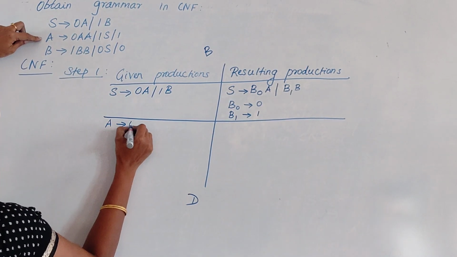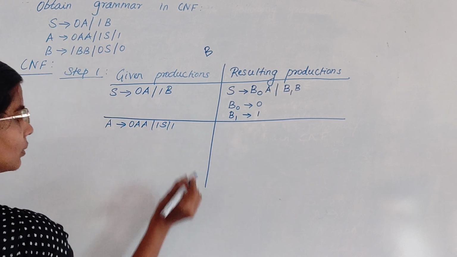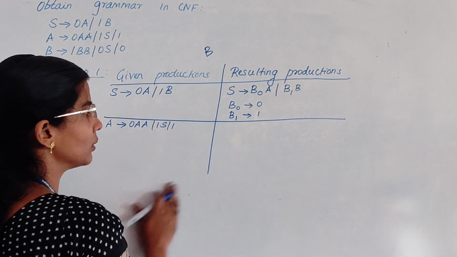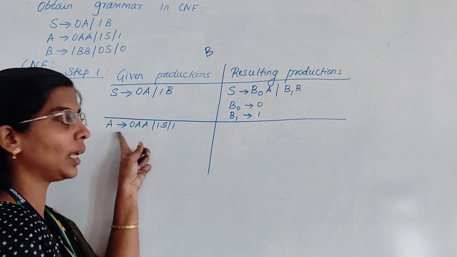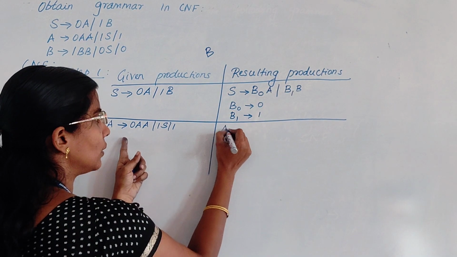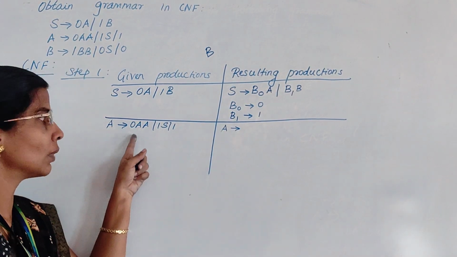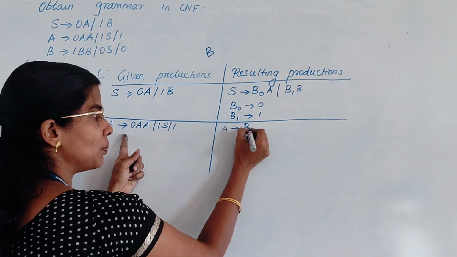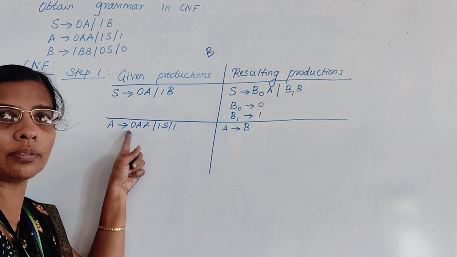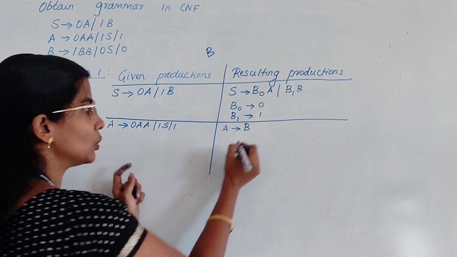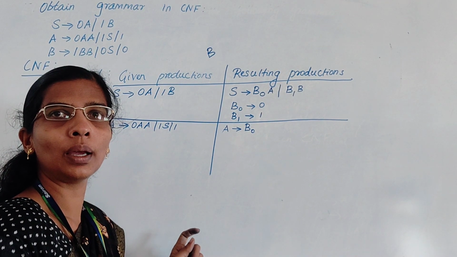Take the second grammar. A tends to 0A1 and 1. Right, here again you see it is a mixture of terminal and non-terminal, so I should go for conversion. I use this B, and which terminal am I converting? I am converting this 0, so it should be B naught.